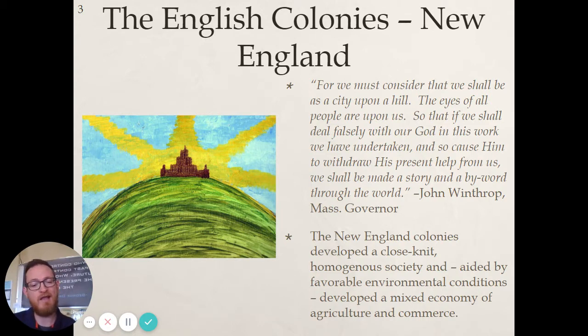You're going to see the New England colonies were a very, very close-knit society, very, very similar in their viewpoints and their beliefs. You're going to see the environmental conditions there were really kind of rough, which forced them to have to work together. And with that, they were able to develop a mixed economy based on both agriculture and commerce.